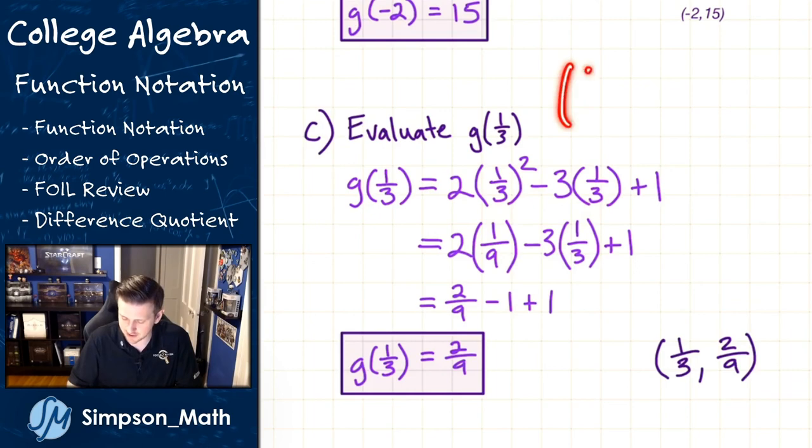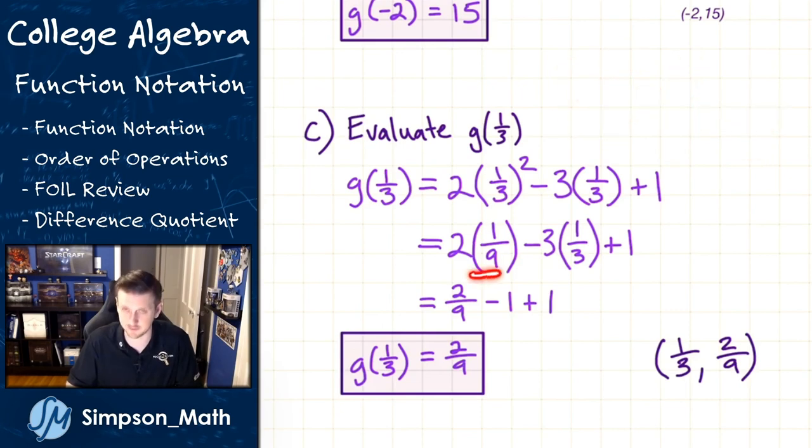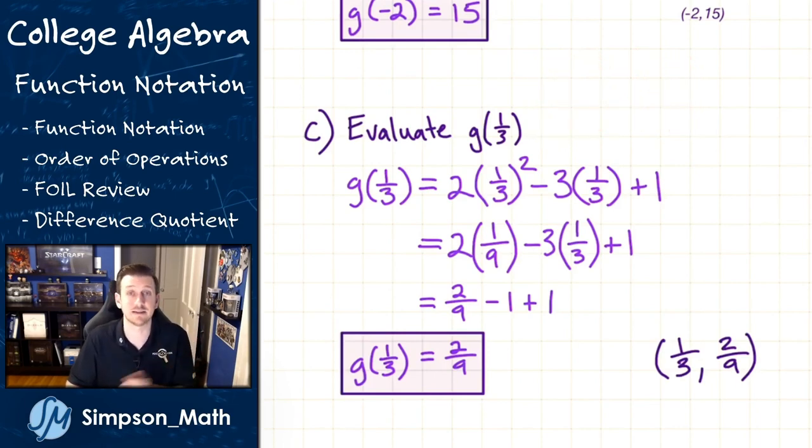So if I square a fraction, remember from our fraction review video that we just square the top, square the bottom. So I have 1 squared over 3 squared. 1 squared is 1, 3 squared is 9, and so we end up with 1/3 squared is 1/9, and that's what we have here. Another way of thinking about that is that's just 1/3 times 1/3, and then we just multiply across. 1 times 1 is 1, 3 times 3 is 9, which is the same thing as that squaring.